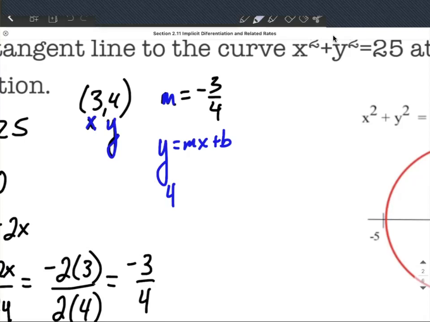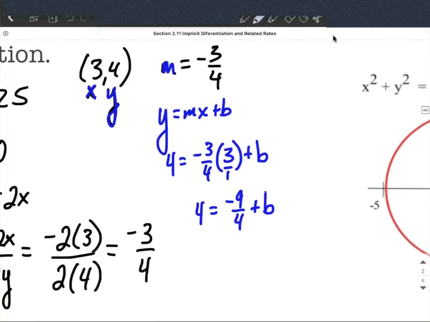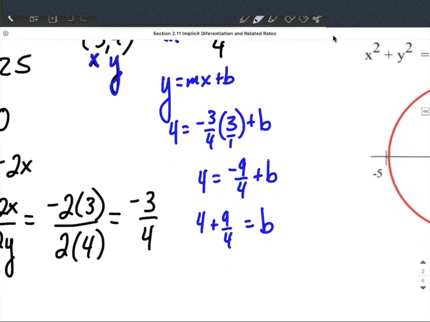So again, y was 4. m is negative 3/4, and x is 3 from that ordered pair, plus b. This only leaves us one thing we don't know, which is b, but we can solve for that. I'm going to multiply the 3 by the negative 3/4, multiplying numerators together and denominators together. Now to get b on one side by itself, I'm going to add that 9/4 to both sides. So we have 4 plus 9/4 is b, but let's get a common denominator.